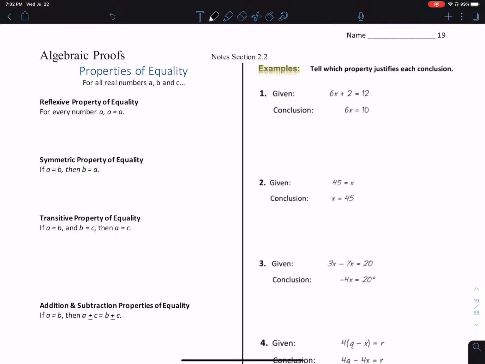Geometry section 2.2, looking at the notes. We are talking about reasoning and proof. That's what the chapter is about. We're looking at algebraic proofs.